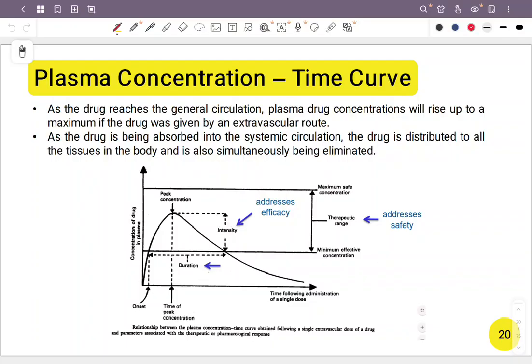Then our plasma concentration time curve has different components and kana mga naka-label dira. Then ano na to na siya i-define, pero dili na to siya i-discuss thoroughly, kay I believe humanan naman na siya sa FEFARM, pero kana i-review na lang nato.